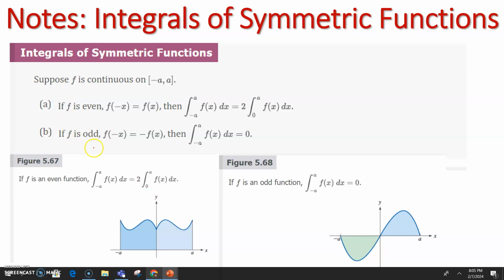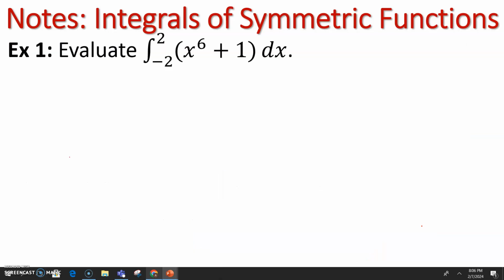Then we have another option. If the function is odd, that is, it has rotational symmetry, we know that f of negative x is negative f of x. In this case, if we integrate our function from negative a to a, it's 0, because the area below the x-axis is equivalent to the area above the x-axis. So all our focus today is on identifying whether functions are even or odd, and then using that information to evaluate our integrals. Let's start here.